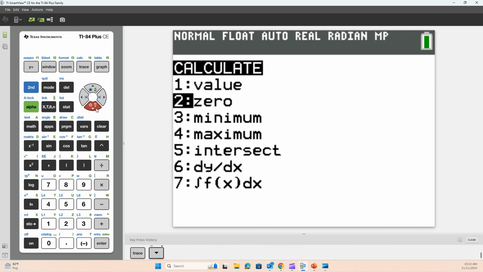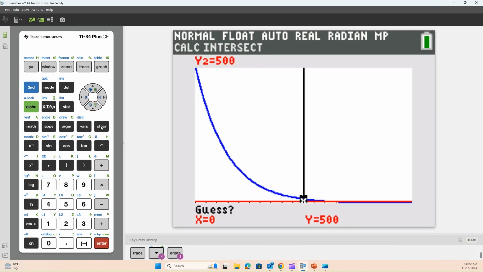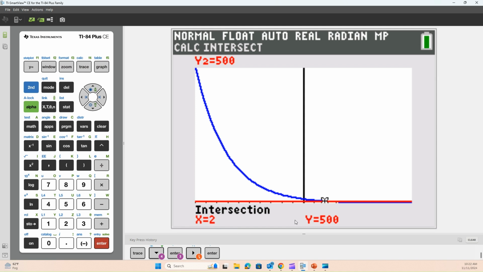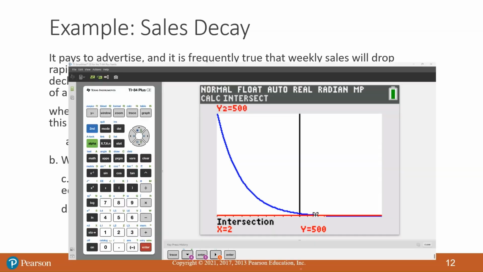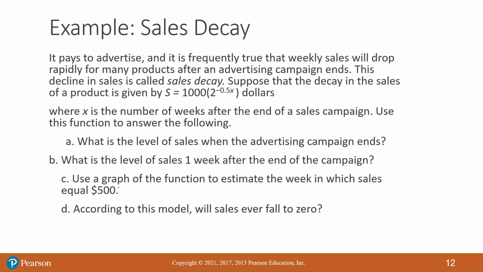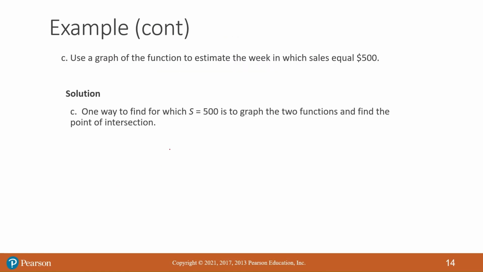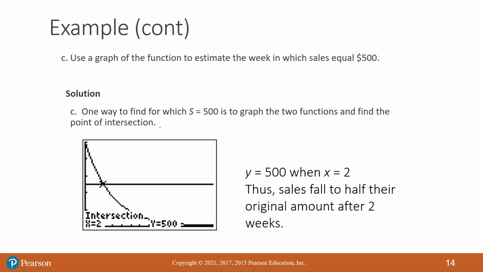I'm going to do second calc, find that intersection point. So first curve, second curve, then I scroll down to guess. And I wind up with 2 and 500. So x equals 2 when y is 500. We can see that y equals 500 when x equals 2. Thus, sales fall to half of their original amount after 2 weeks. So our answer here is 2 weeks.